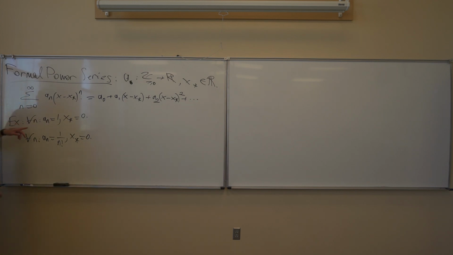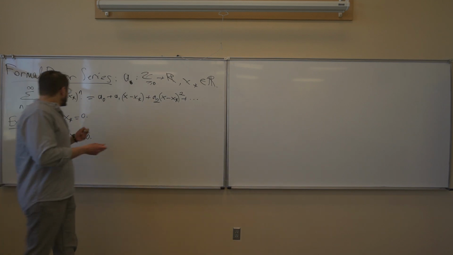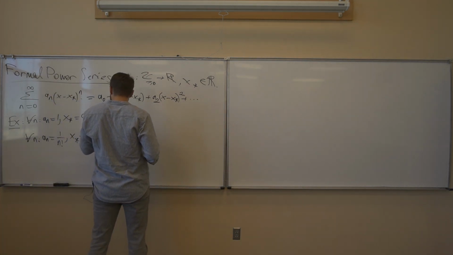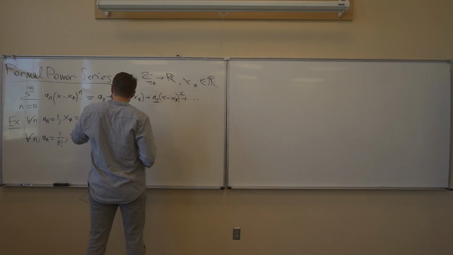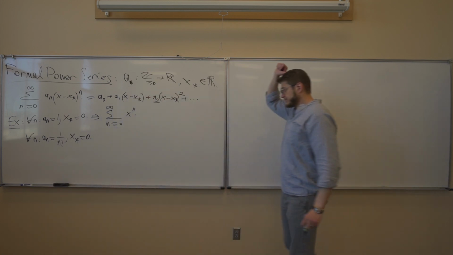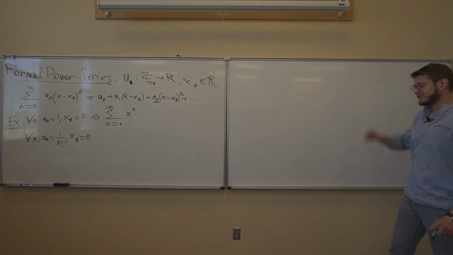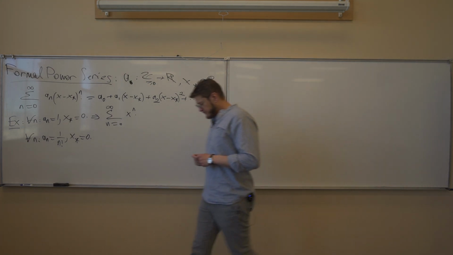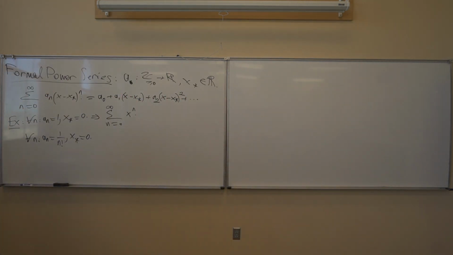So here are some examples. If I were to choose, for any n, a sub n to be 1, and x star to be 0, then certainly this becomes this series. We had seen this before. This is the geometric series, right? And it converges, in fact, absolutely, insofar as x is less than 1 in absolute value.